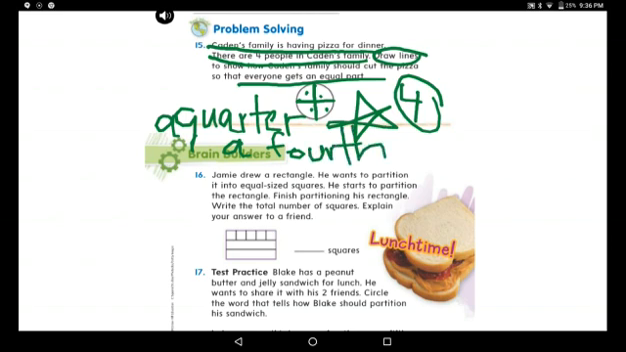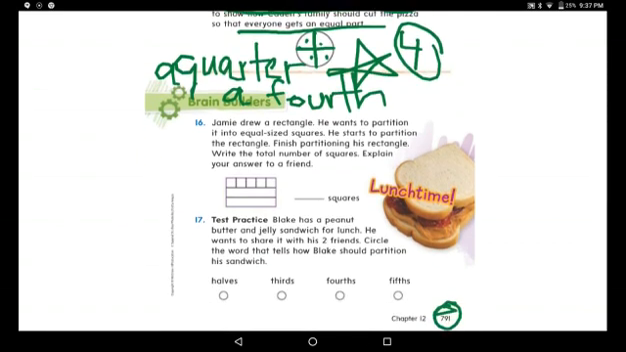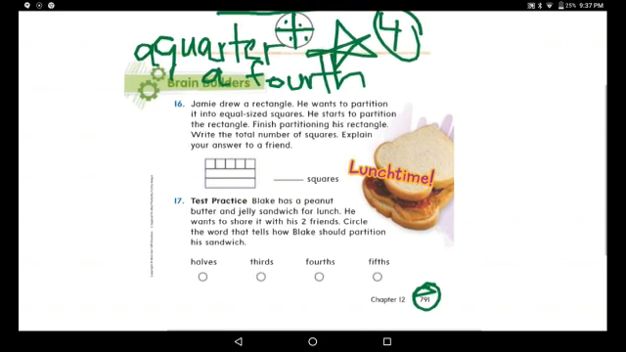Now, Jamie drew a rectangle. He wants to partition it into equal-sized squares. He starts to partition the rectangle. Finish partitioning his rectangle. So you need to help him, okay? Write the total number of squares. Then explain your answer to your family. Because your family also are your friends, right?